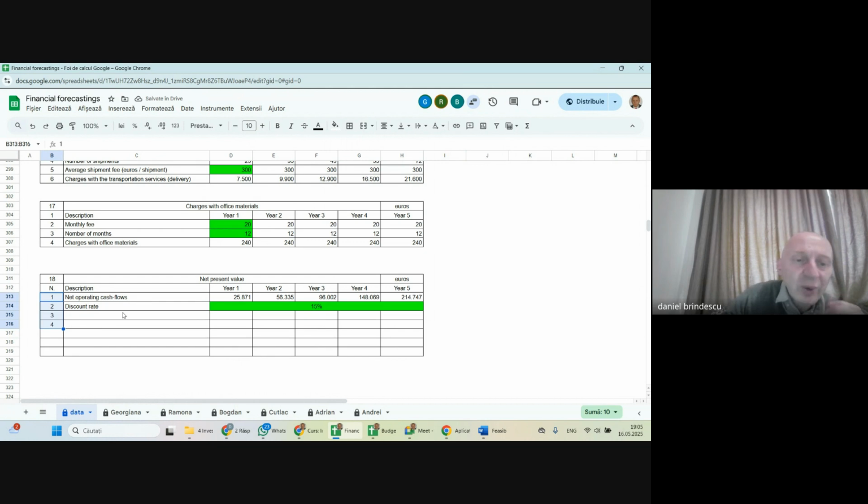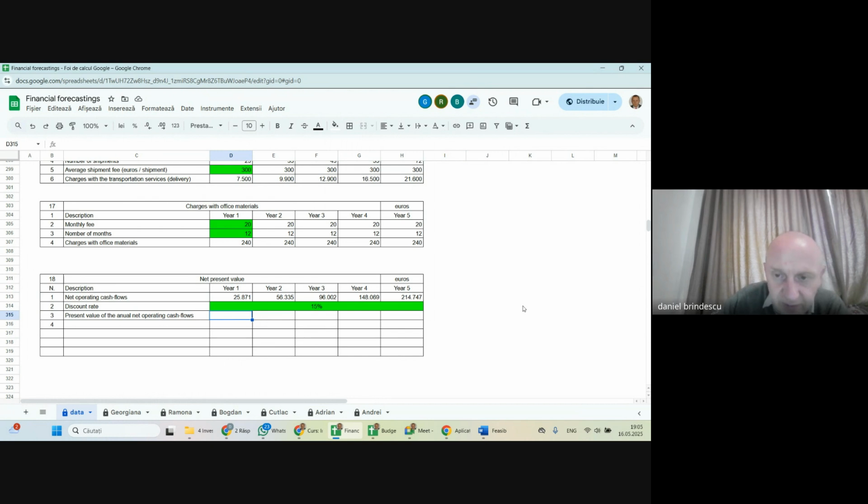Now, how do I calculate the present value of these future cash flows? And this is exactly what I'm going to write here. Present value of, let's say, the annual net operating cash flows.